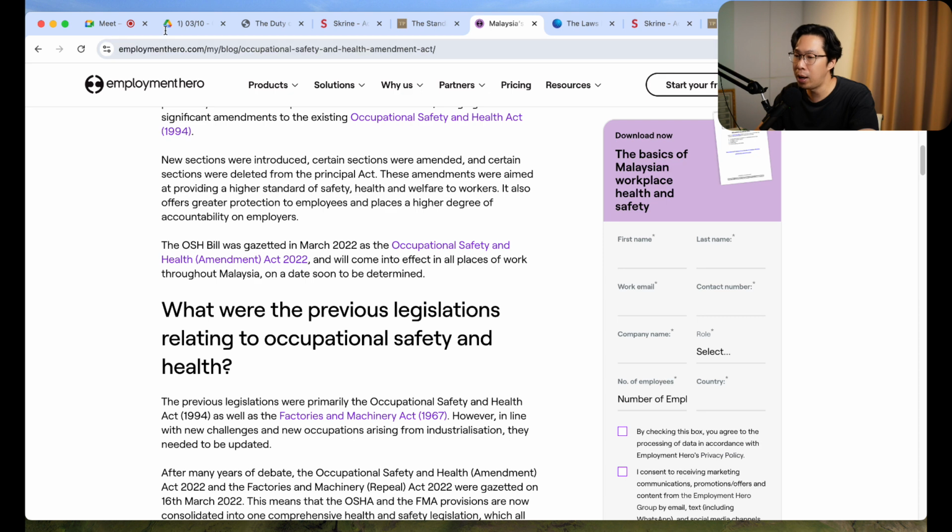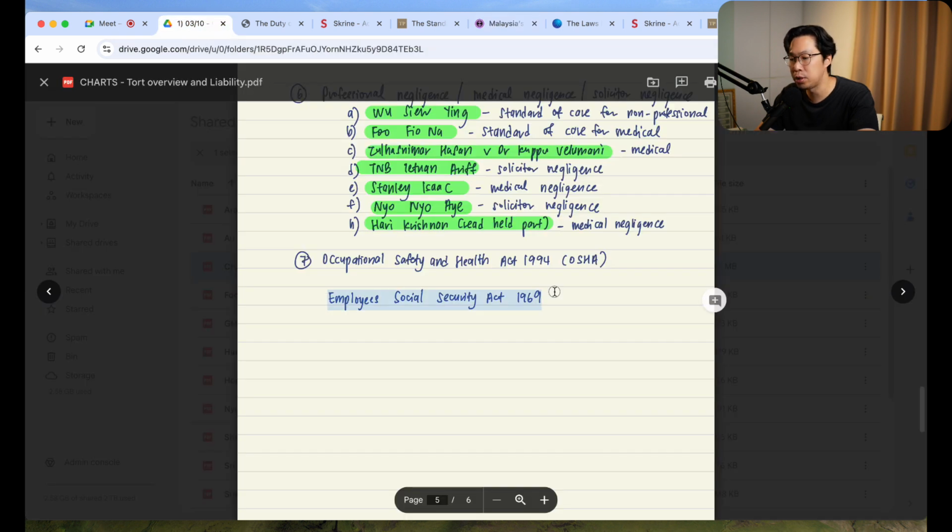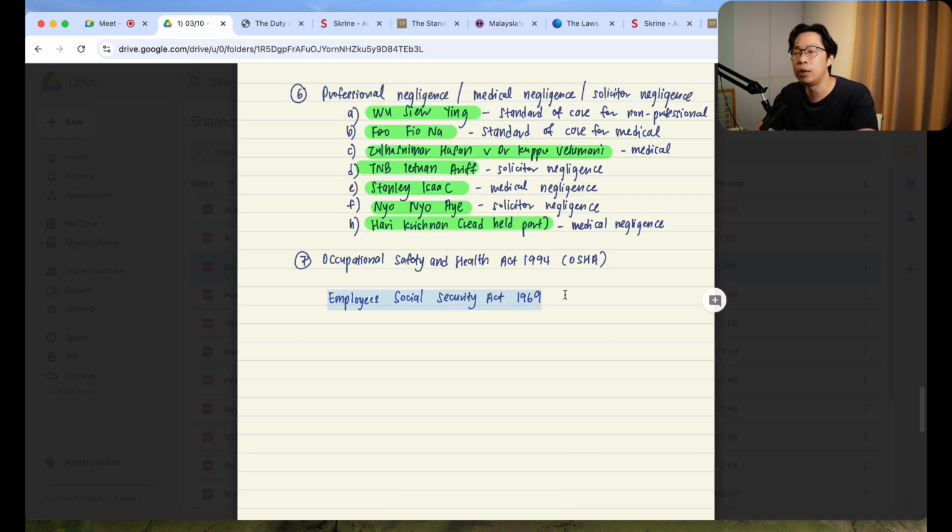Okay, there's also another one that you will know, the Employee Social Security Act. If you're already working, you know every employee needs to pay not only income tax, you also need to pay your EPF or KWSP. You also need to pay what we call SOCSO or PERKESO. So these are like the insurance you pay.